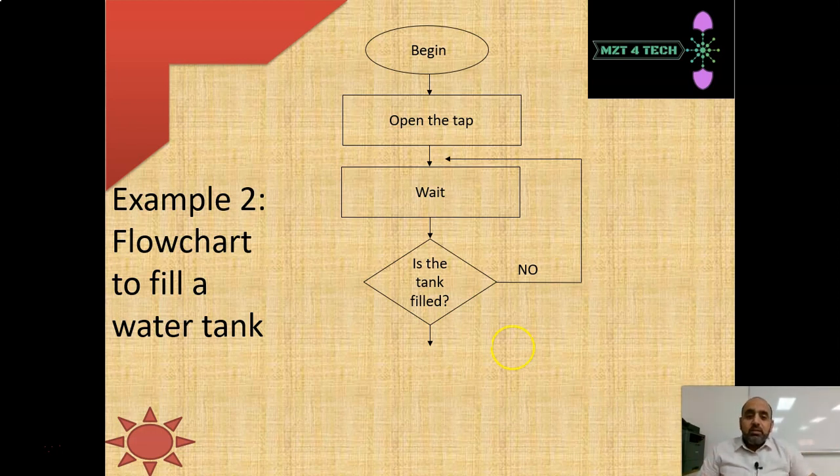Now, what is the process? Open the tap and wait. Why wait? To see whether the tank has been filled or not. If the tank is not filled, you keep waiting. But if the tank is filled, if the condition gets true, then what do you do? Close the tap. That's very simple. Why close the tap? So that the water doesn't get wasted. Once the condition gets true, the loop will break and then the flowchart is going to end.